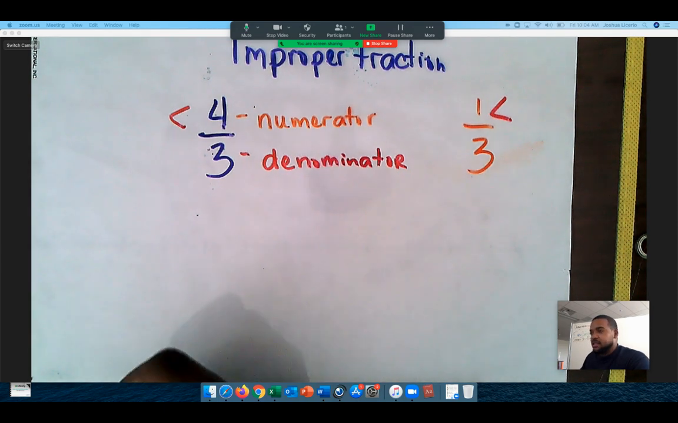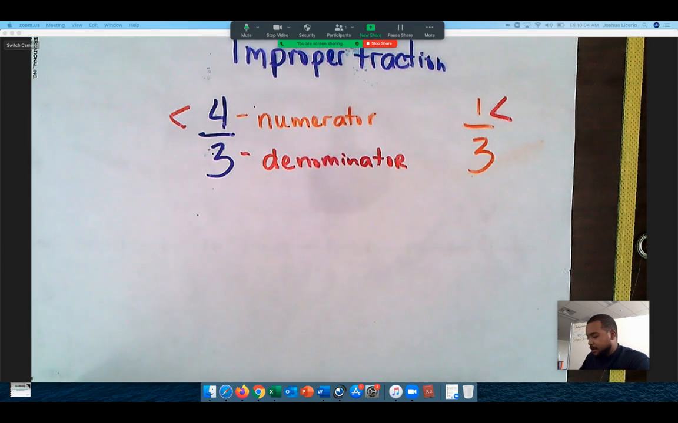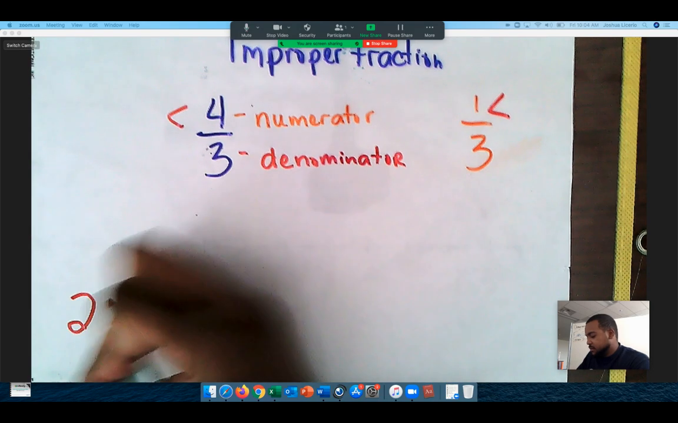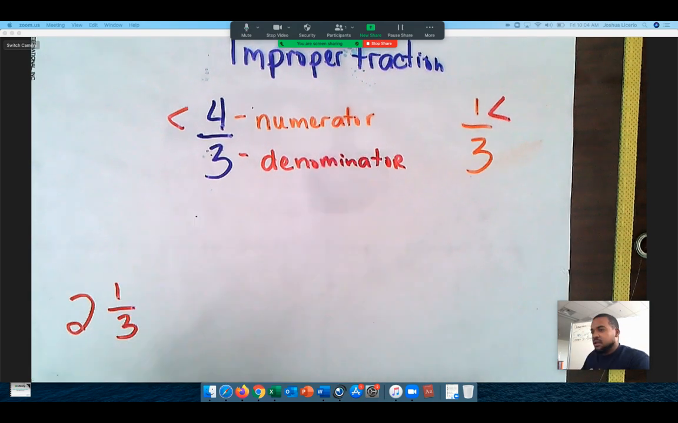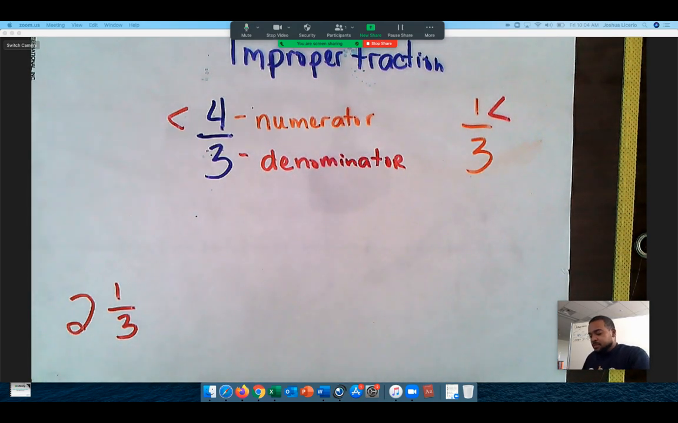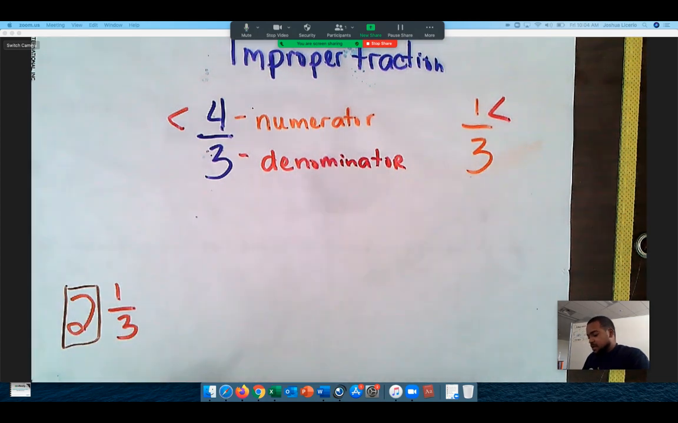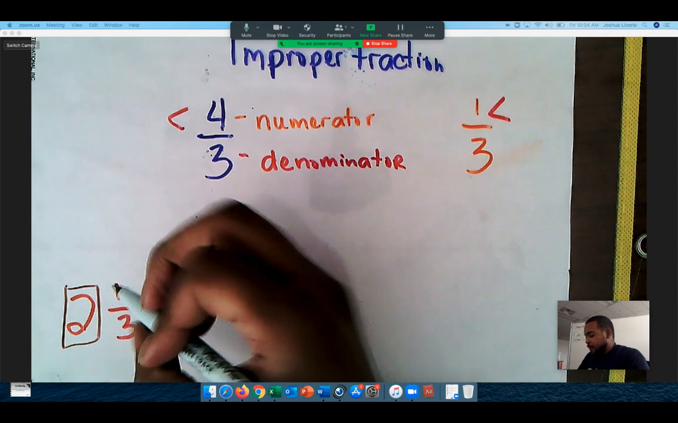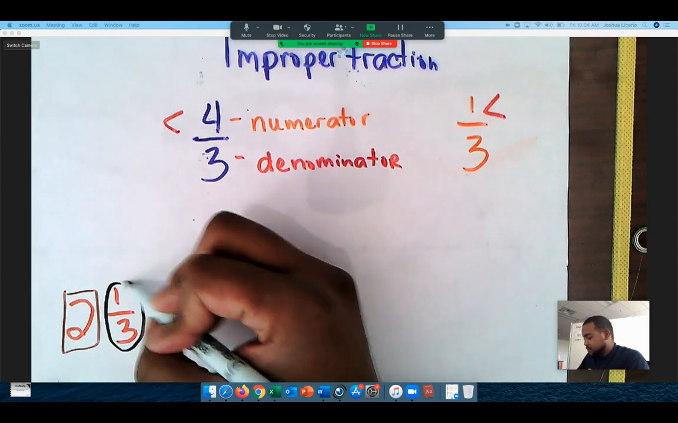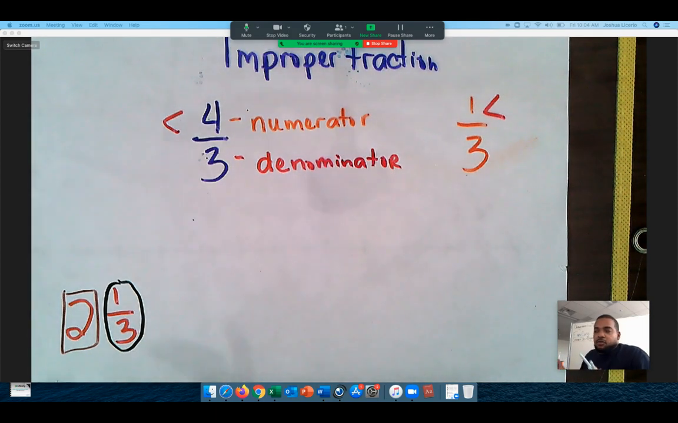Okay, a mixed number is a number that has a whole and a fraction. It looks something like this. It's an example of a mixed number. As you can see, the reason it's mixed is a combination of a whole number with a fraction. That's why it's called mixed. A mix of two things, whole and fraction. So for me to convert this, I'm going to show you two different ways to do it.